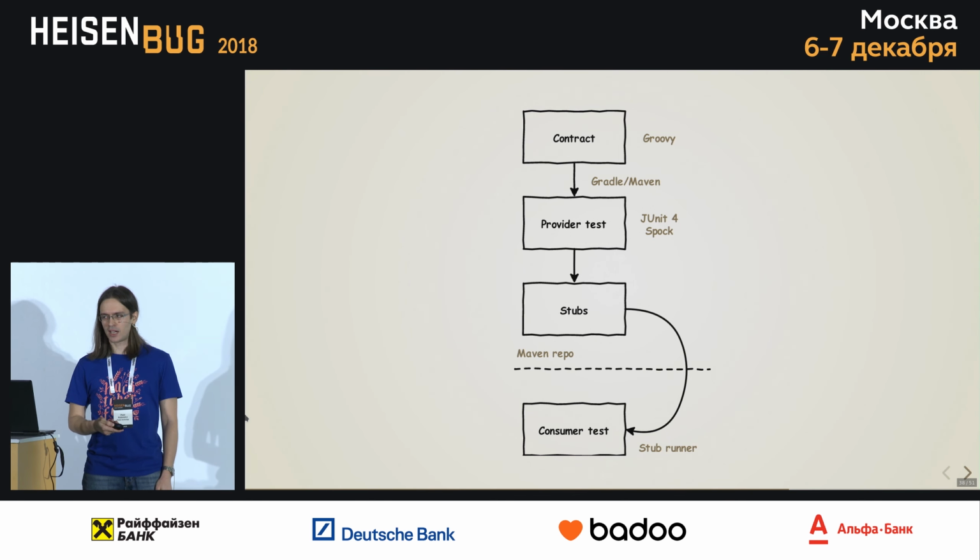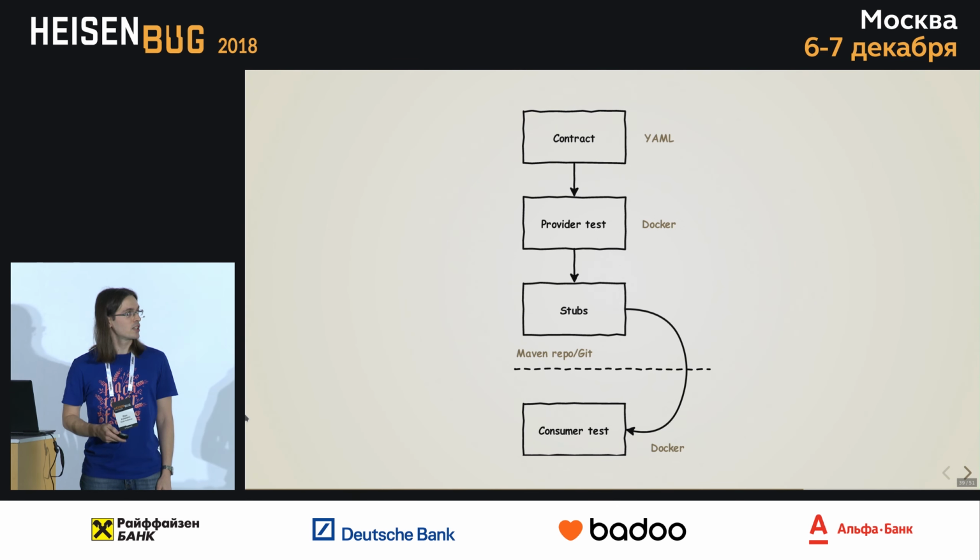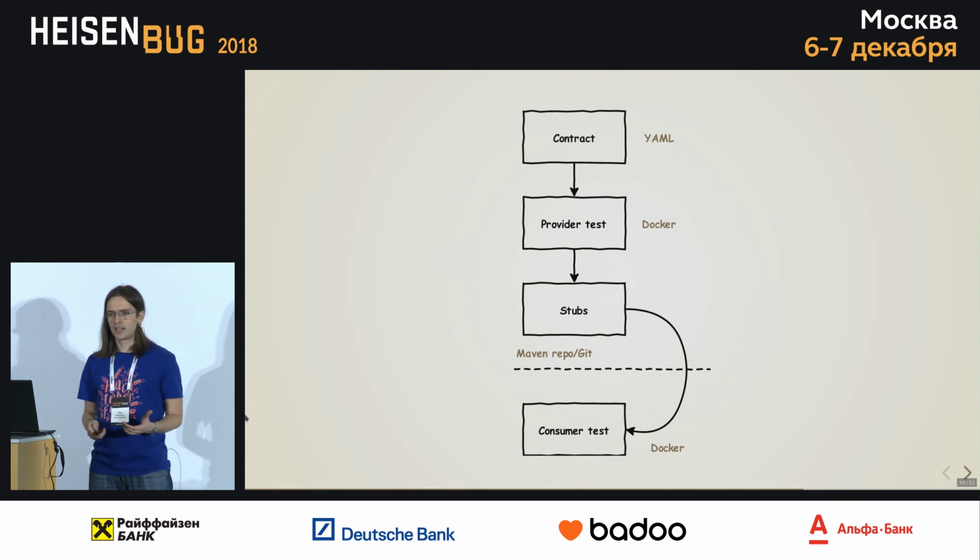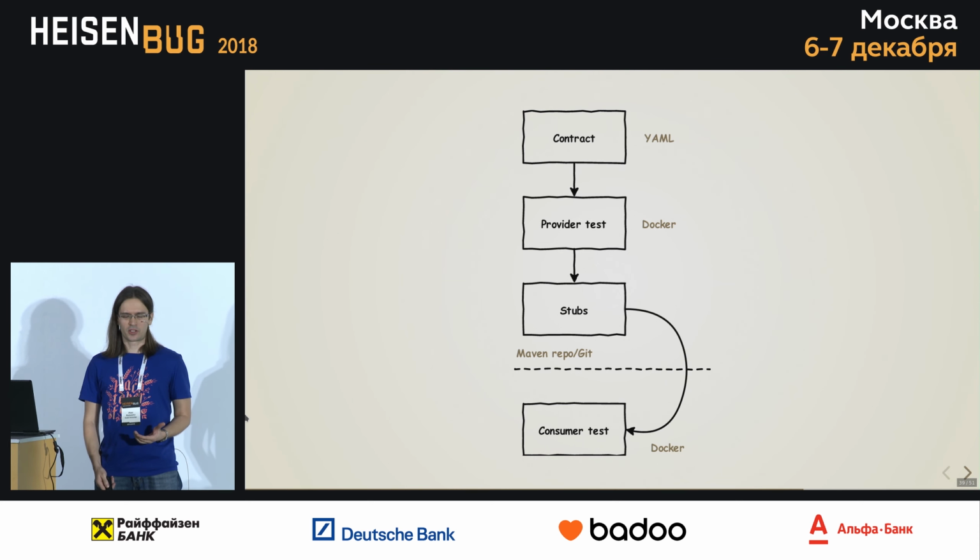But what if you are a JavaScript guy? You probably don't want JUnit and things like this. So since February this year, they opened a possibility to use it on all platforms. You write your contract in YAML, which is completely platform independent. Then they give you a Docker image that you execute, and it verifies the contract on the provider side. It can also publish to a Maven repository.